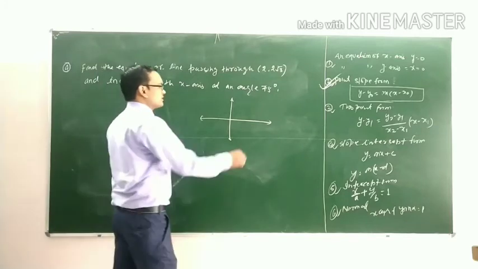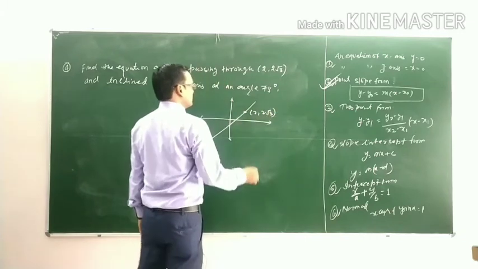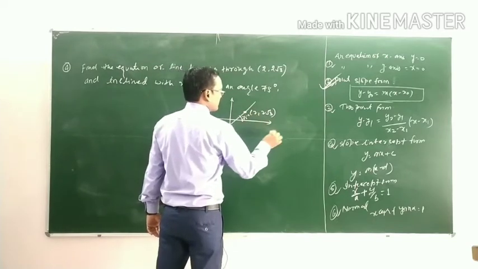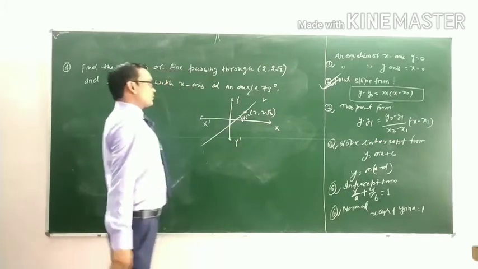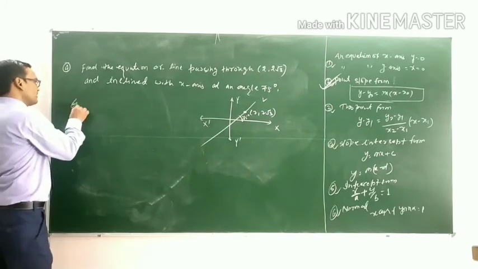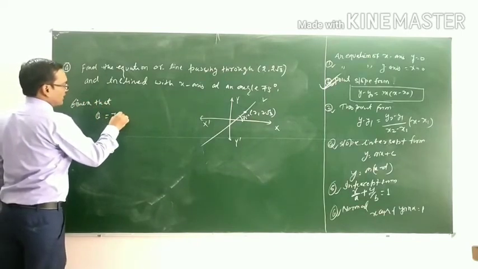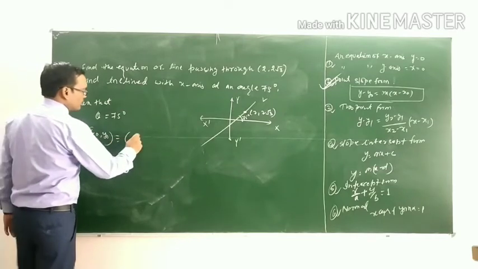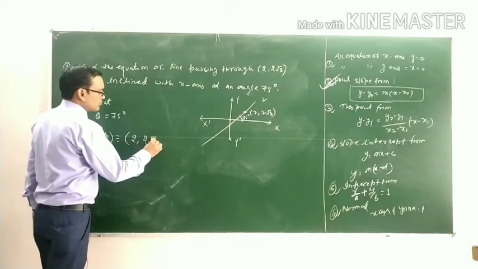Okay students, we find the equation of the line passing through the point (2, 2√3) and making an angle of 75 degrees with the x-axis. Here it is given that theta is equal to 75 degrees and the point (x0, y0) is (2, 2√3).